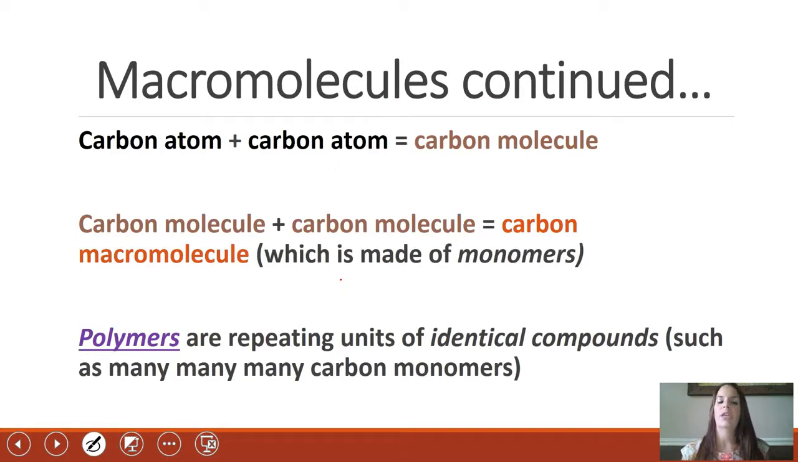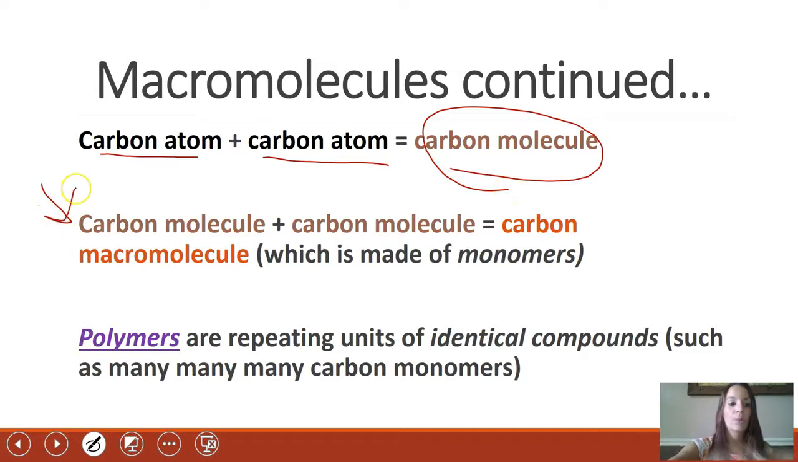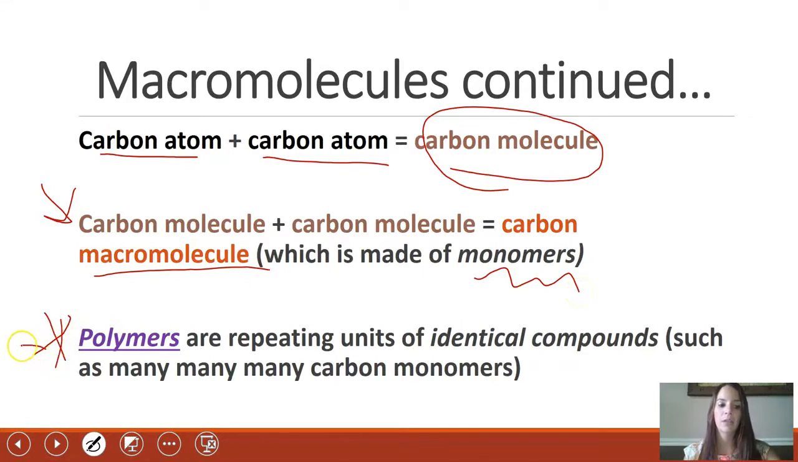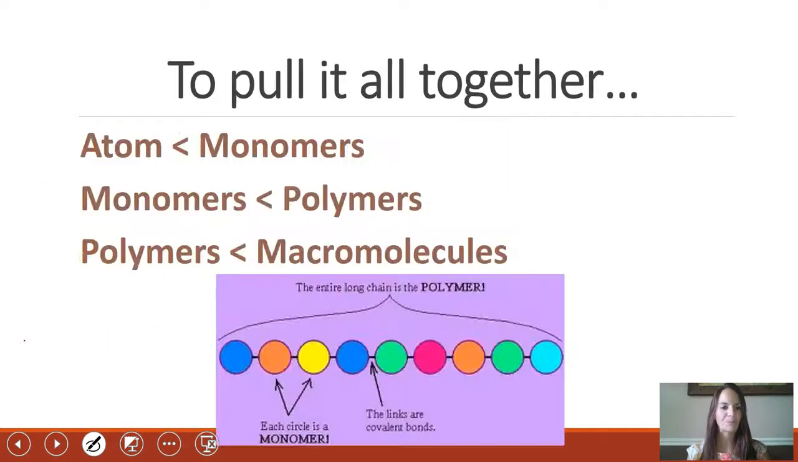Here's a little perspective for you. If we take a carbon atom plus a carbon atom, we get a carbon molecule. If we take two carbon molecules, we get a carbon macromolecule, which is made of all those monomers. Remember, polymers are repeating units of identical compounds, such as many carbon monomers. We'll talk about examples of these as we go.